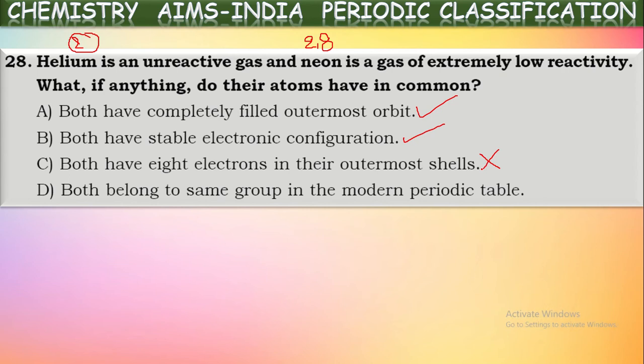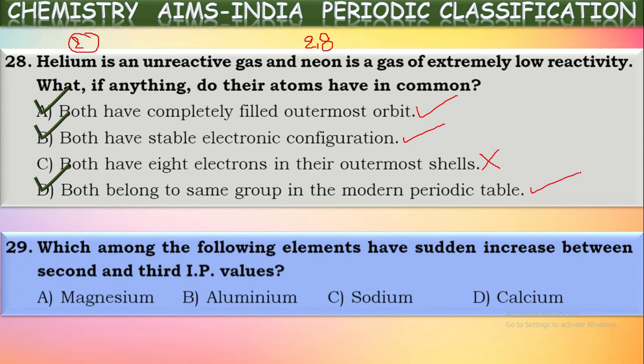Fourth statement, both belong to the same group in the modern periodic table. Yes, this is also true because these two elements belong to the same group, that is zero group, which we also call the 8th A group, that contains elements like helium, neon, argon, krypton, xenon, radon. So these two are in the same group. These are the properties common to these two elements by which they are becoming least reactive. Okay, these three are correct.